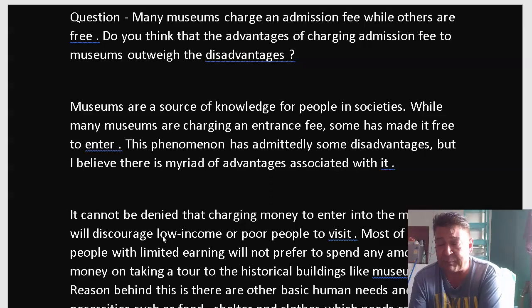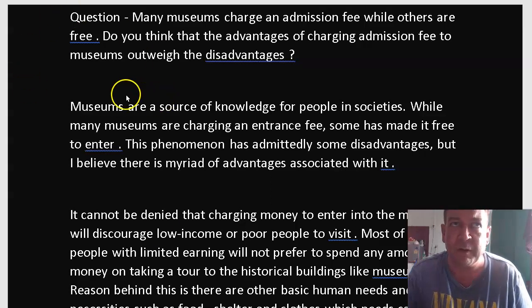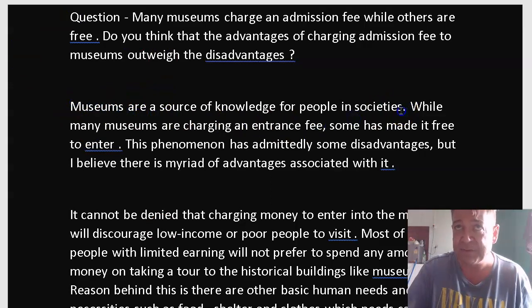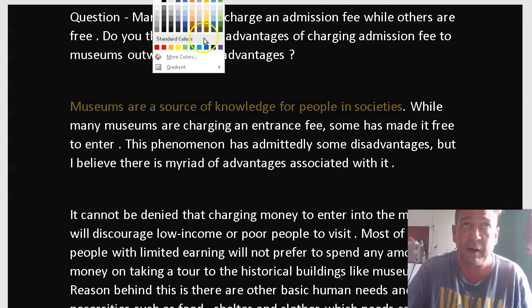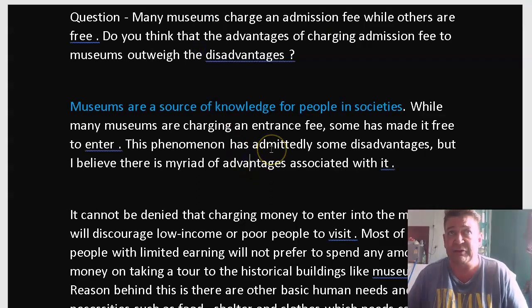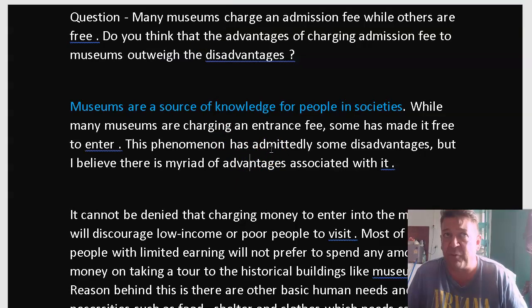All right, so opening paragraph. What is the function of this first sentence? Museums are a source of knowledge for many people. All right, well, so what? Museums are a source of knowledge for people in societies. Therefore, we need to think carefully about how we administer their entrance fees. Okay, something to connect the topic with what you wrote in the first sentence. While many museums are charging an entrance fee, what does it have to do with the first sentence? You need to connect them.